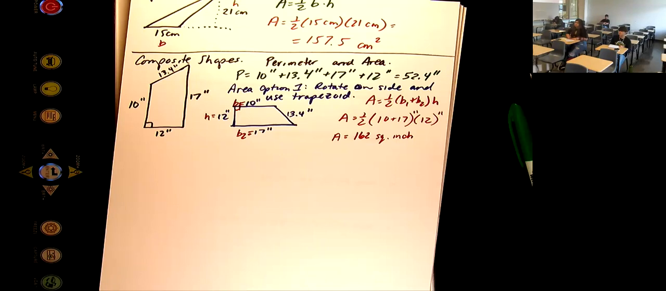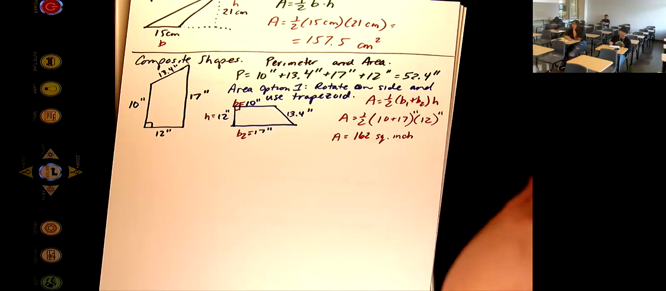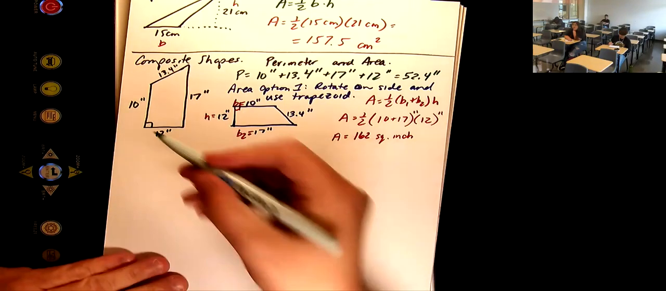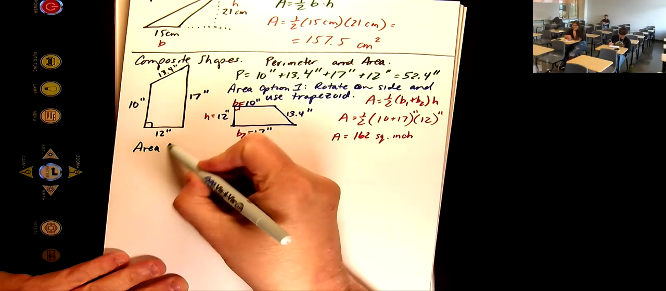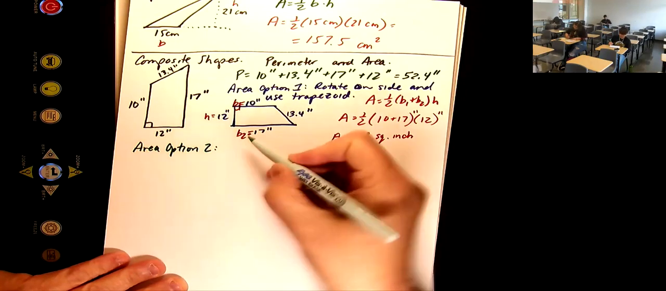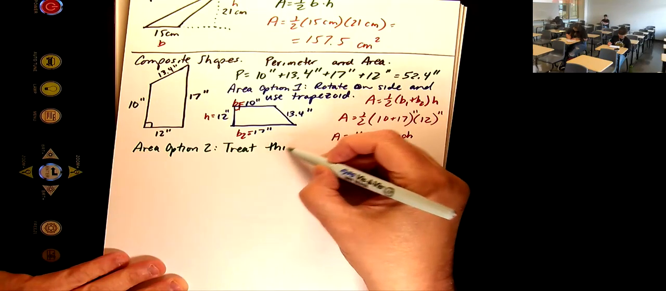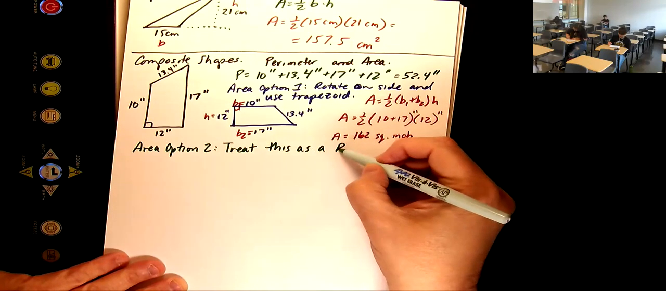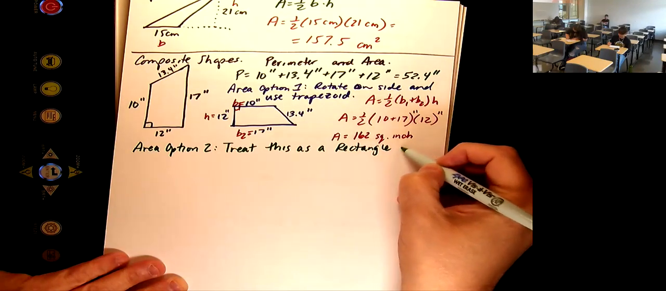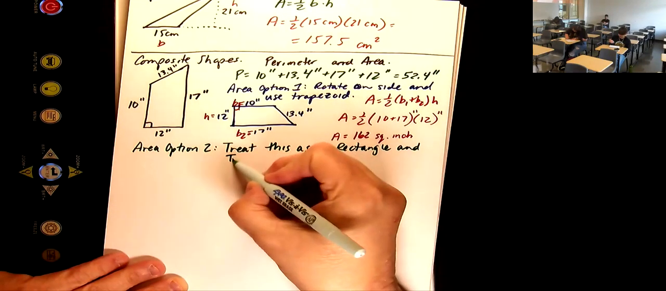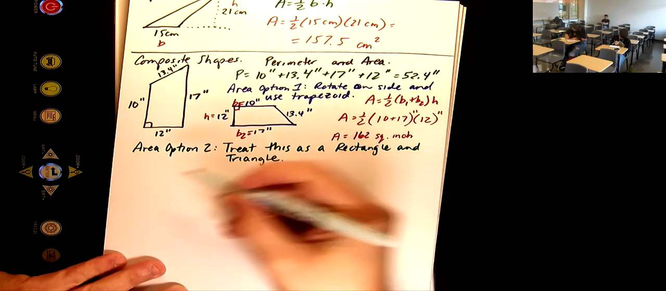We should get that going the other way. The other option is treat this as a rectangle and a triangle. So I'm going to resketch it.